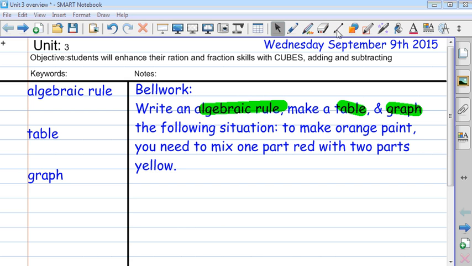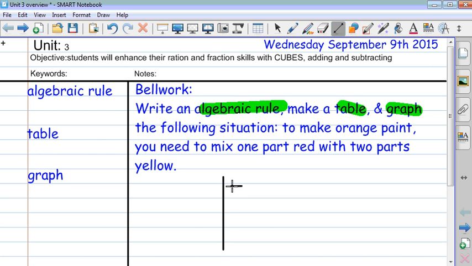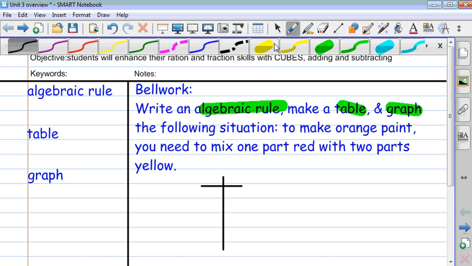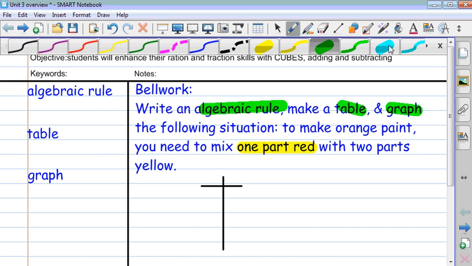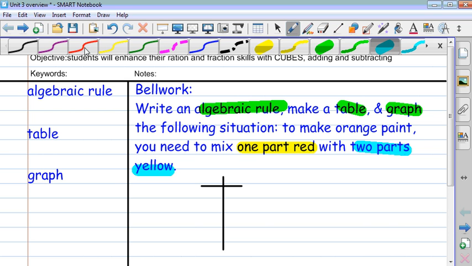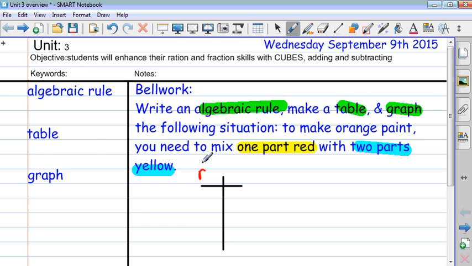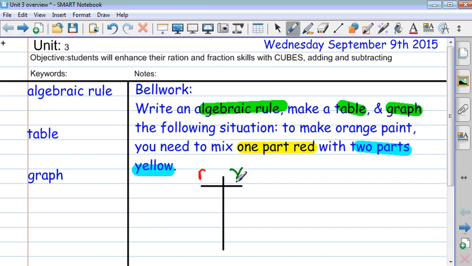First things first, we're going to create a table. And our table is going to look like this. I call this a T-chart because we're going to draw a cross. So right now on your page, I'm going to have this little T-chart right here. And the two things that I'm comparing in the story are 1 part red with 2 parts yellow. So what I'm going to have is this. On the left-hand side, I'm going to write down R for red. And then on the right-hand side, I'm going to have Y for yellow.